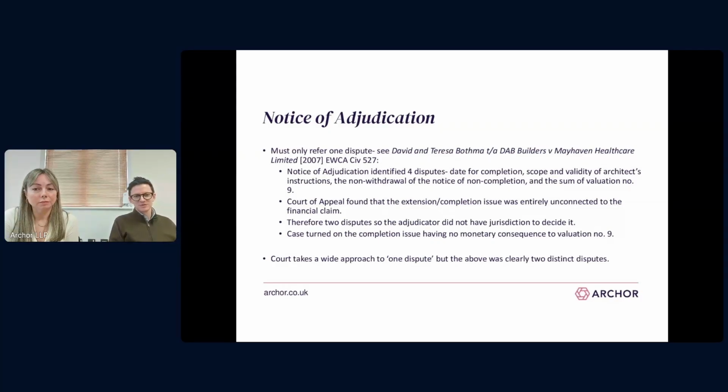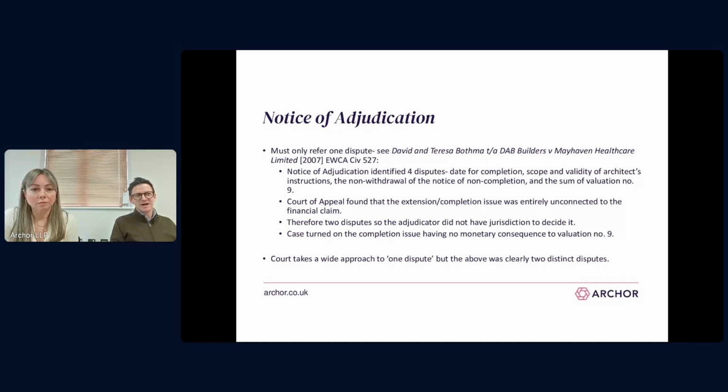There has been a recent trend by the courts, and the case that springs to mind is Bellway and Sergo, where the court has taken quite a liberal approach to whether or not things are necessarily one dispute or separate disputes. And in Bellway and Sergo, the referring party referred a notified sum and true value dispute for the same payment cycle to adjudication. The court ended up saying that was okay.